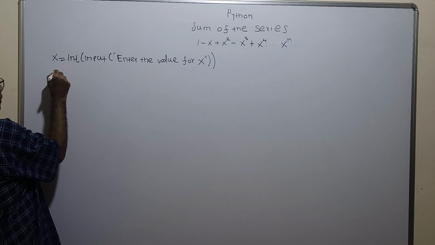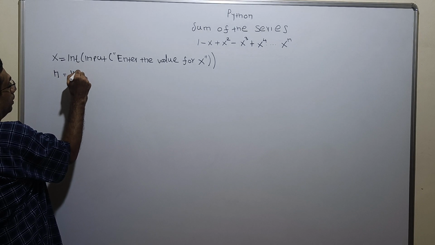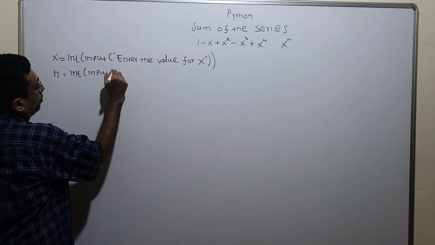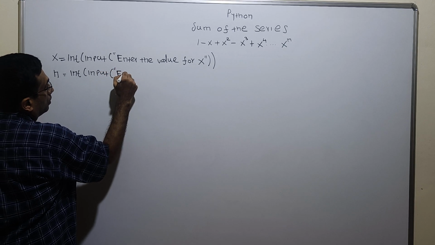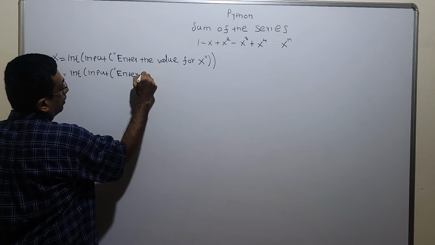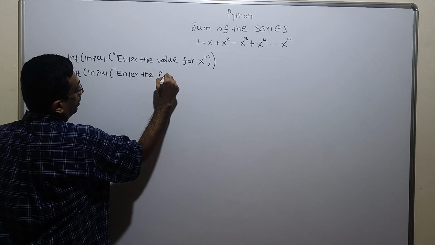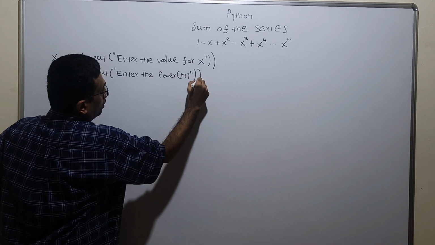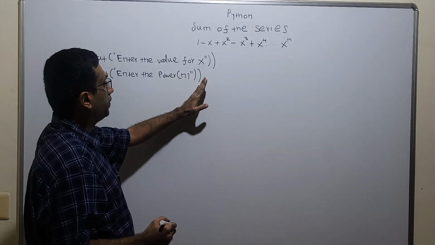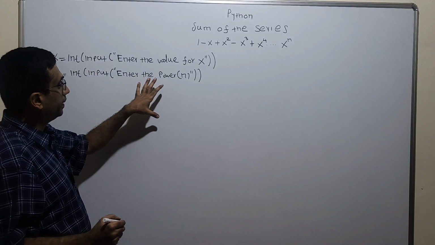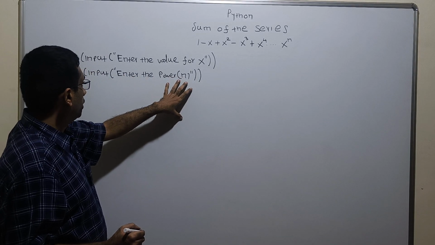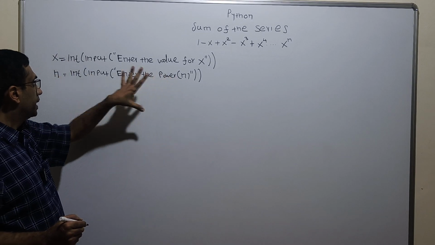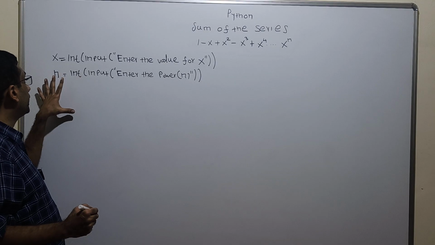Likewise, the variable n equal to integer of input of enter the power, that is n. I am closing the input statement, I am closing the int function. The input statement displays enter the power n in the user's console. When the user enters the value, the input statement receives it as a string, the int function converts it to an integer and stores it in the variable n.